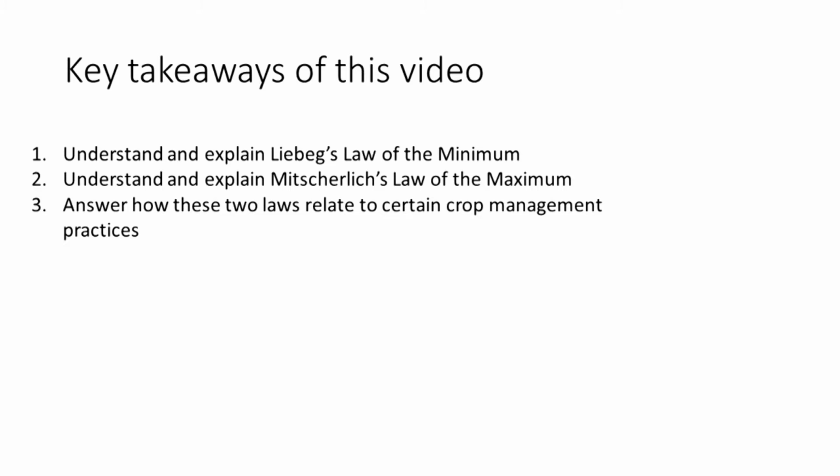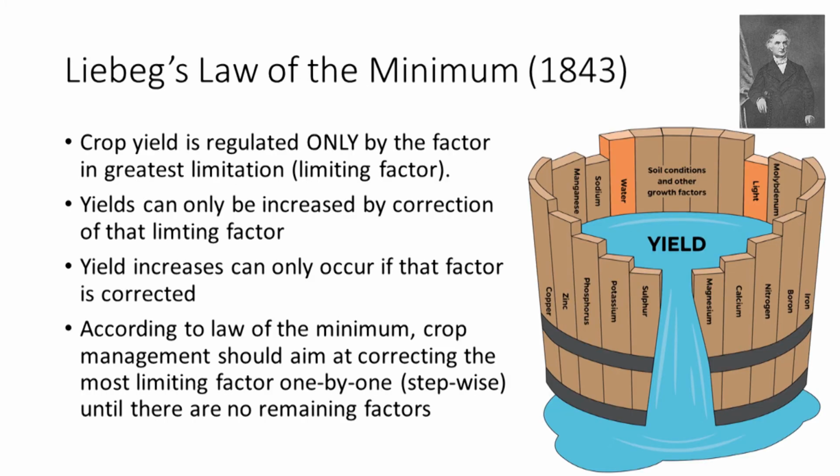Thinking about what regulates the productivity of temperate crop production systems, the law of the minimum and maximum can be very helpful in thinking through what's going on in the field. So in this video, what we'll do is talk about both of these laws in turn and give you some examples of how they apply to actual crop production. So let's start with Liebig's law of the minimum.